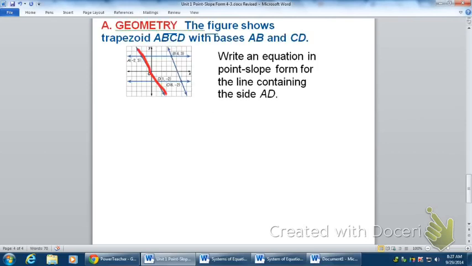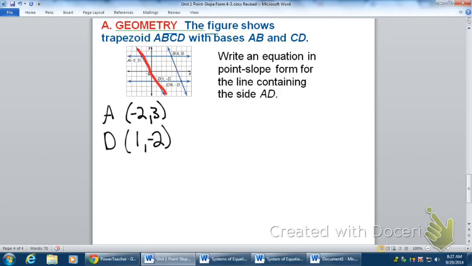Okay, first of all, we're looking at line AD. Now the points are A is negative 2 and 3, okay? And then the D value is 1 and negative 2. Now, write an equation in point-slope form for the line containing the side AD. So we're looking at the line AD. We have our 2 points, okay?